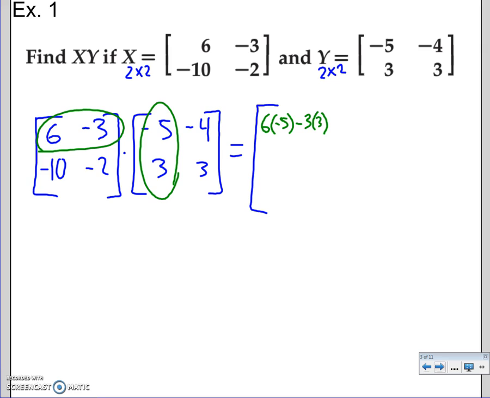Now, after I finish that first one, I'm going to multiply that first row again, the 6 and -3, by the second column. That's the top right. So that's 6 times -4 minus 3 times 3.